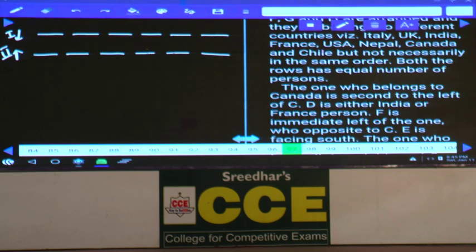But as there are equal numbers of persons, among these 8 persons, 4 must be in row 1 and 4 must be in row 2. If 4 are in row 1 and 4 are in row 2, 2 will be vacant in row 1 and 2 will be vacant in row 2. Done with this? Both the rows have an equal number of persons, we have that information.